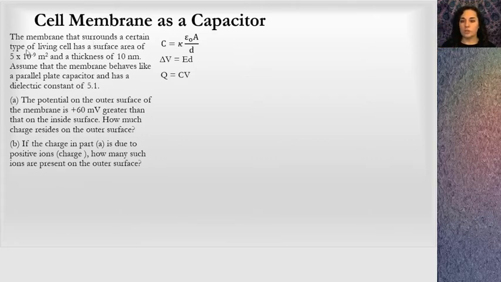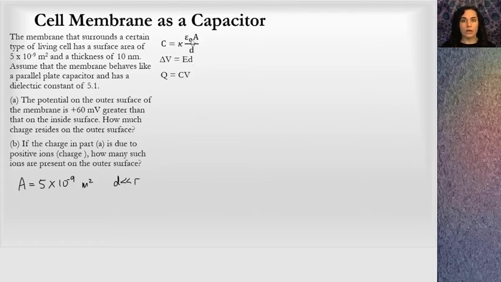The membrane that surrounds a certain type of living cell has a surface area of 5 times 10 to the negative 9th meters squared. So I'm going to note that's the area that goes into the capacitor equation. That's the area, 5 times 10 to the negative 9th meters squared. Okay, and I know that there's a distance between the outer and inner surfaces of that membrane, but what we're going to assume is that the distance between those two surfaces is much, much smaller than the radius of that cell.